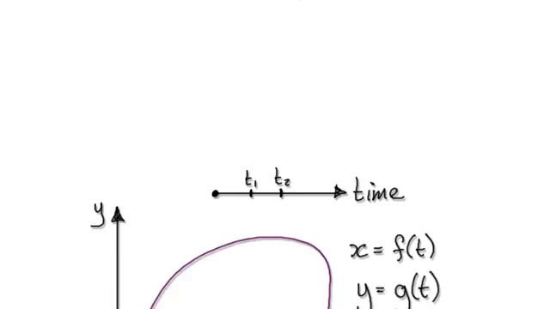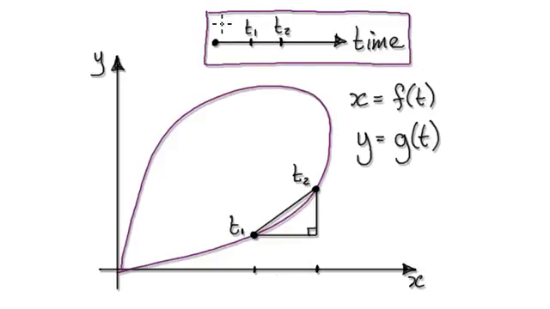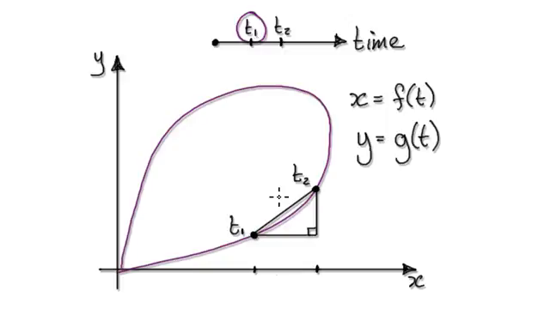In this video, we're going to derive the formula for the arc length in polar form. But before we do that, cast your mind back to the arc length in parametric form. So remember, in parametric form, it is time that drives everything. So let's say at time t1, the particle is here, and then at time t2, the particle is here.